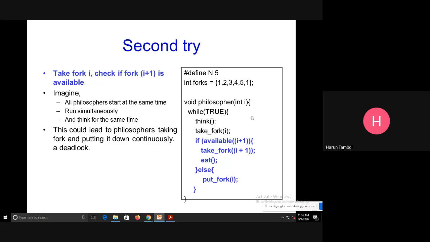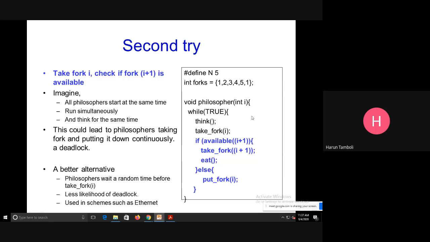That is the condition. But there could be a problem when all the philosophers are trying for the same. For example, if P1, P2, P3, P4 all are taking their right chopsticks, and for the left they are checking this if condition at the same time. If all are checking the same condition, then definitely nobody will get access to their left chopsticks, and they are going to put down their right chopsticks also. And after some time again they come at the same time, and again the same scenario could happen. So again there may be a possibility of deadlock.